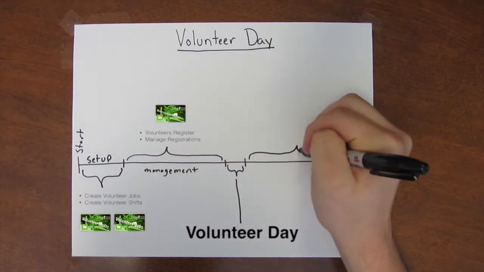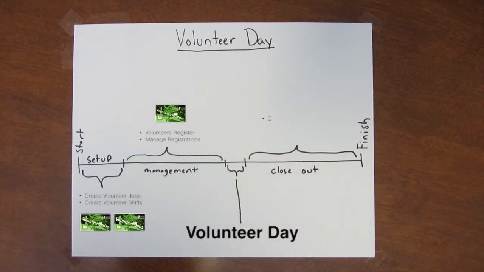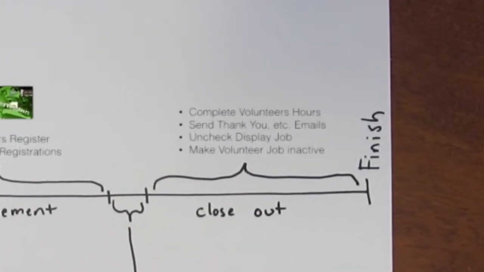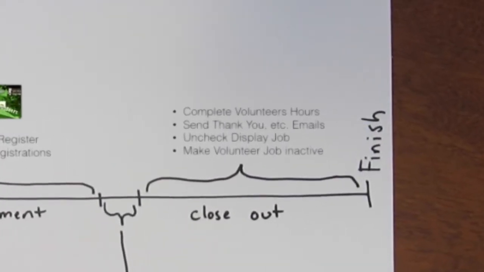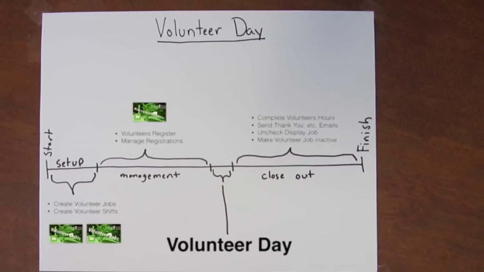So let's focus on the last section here in our timeline, closing out this volunteer job. First step is to complete the volunteer hours for the volunteer job to ensure that we capture all the volunteers which participated for that day. From here, we can then mass email the volunteers thank you emails. Lastly, to close out the volunteer job, you'll want to make sure you uncheck the display from website and then check the volunteer job as inactive.